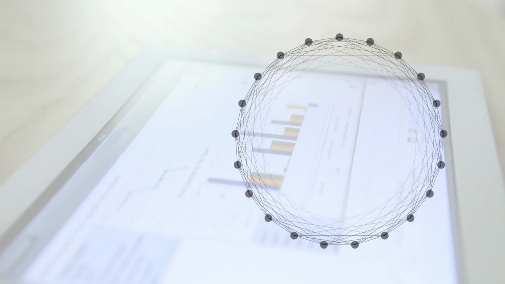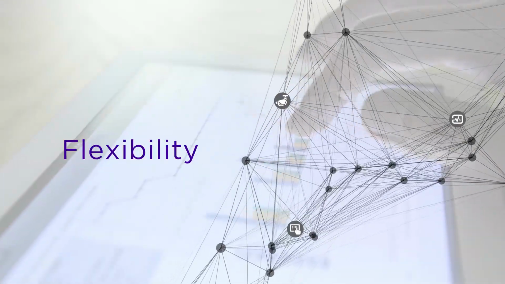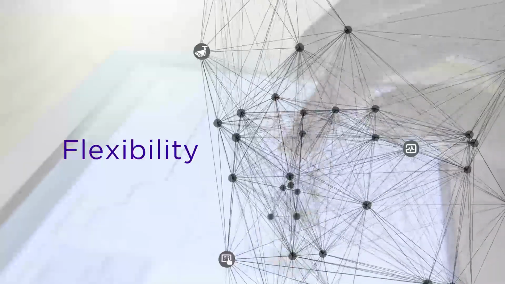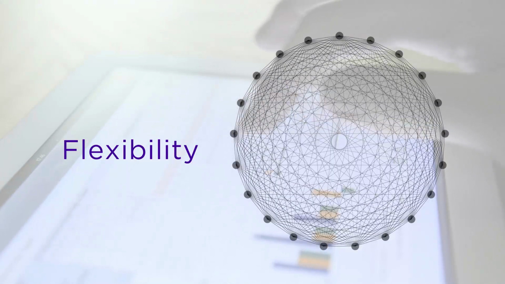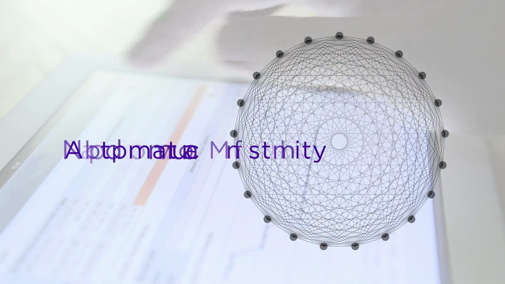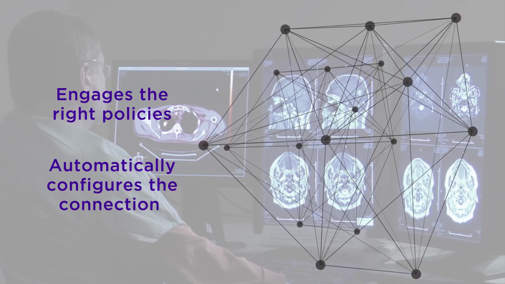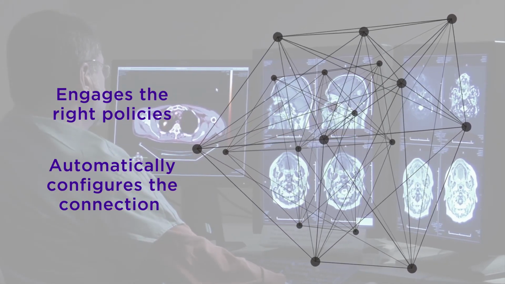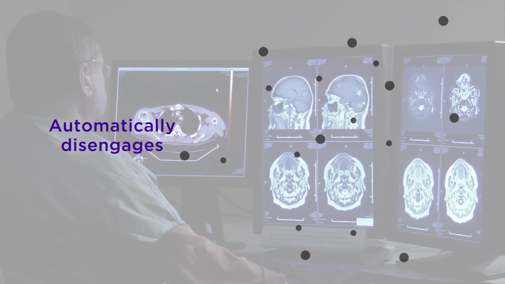With the speed of business today, your network has to be able to stretch to any point, device, or cloud anywhere in your network, and then automatically retract to its original state, reducing vulnerability. That's what Extreme Networks delivers with automatic elasticity. To set up a new connection, it engages the right policies and configures the connection automatically. And when the time comes, it automatically disengages.